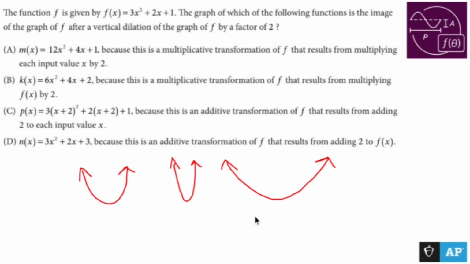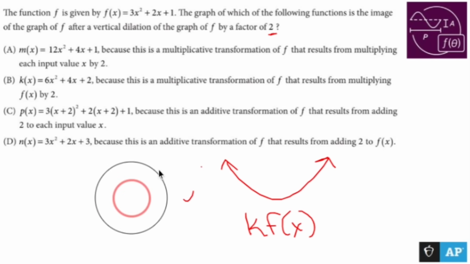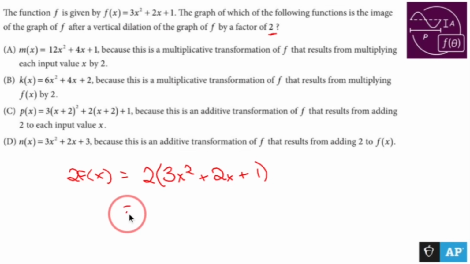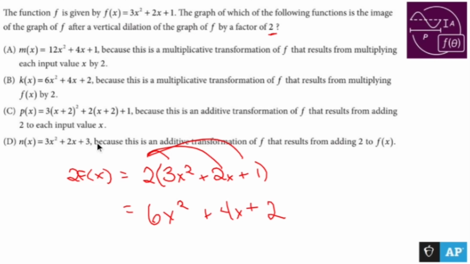The way you do a vertical dilation is you take whatever scale factor you're using, usually we call scale factors k, and you just multiply it to f of x, right? So in this case, we're going to be multiplying all of f of x by a scale factor of 2. So 2 f of x is the same thing as saying 2 times the whole polynomial, 3x squared plus 2x plus 1. Distribute that out. You get 6x squared plus 4x plus 2. And that appears to be option B, because this is a multiplicative transformation of f that results from multiplying f of x by 2. And that's what we did. Done.